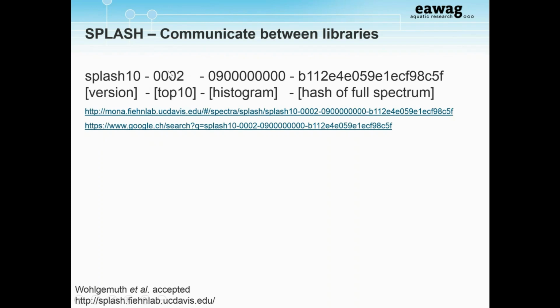This SPLASH is basically a little mass spectral summary in a little line of text. Here you've got a summary of the top 10 peaks, a little histogram, and here is the hash of the full spectrum, which will tell you if you've got a unique resource. What we can do now is build URLs to access individual spectra based on this code, but you can also do a mass spectral search, for example in Google or any other web query, using exactly this code.